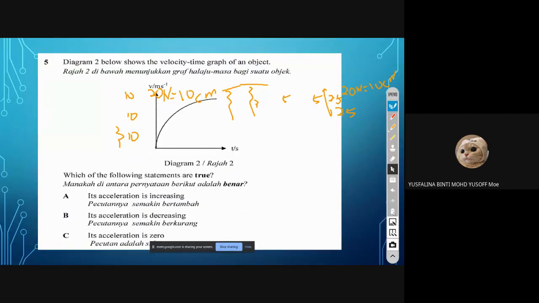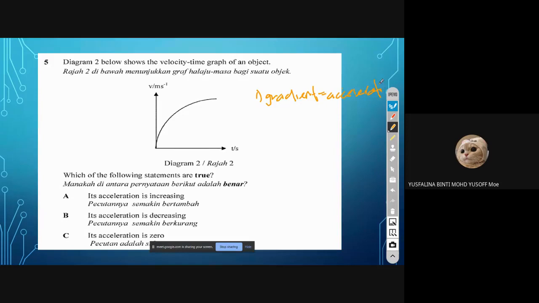Okay, next question. Diagram 2 below shows the velocity time graph of an object. Which of the following statements are true? So velocity against time. What can you get from this graph? The first one you have to remember is the gradient. The gradient represents the acceleration.